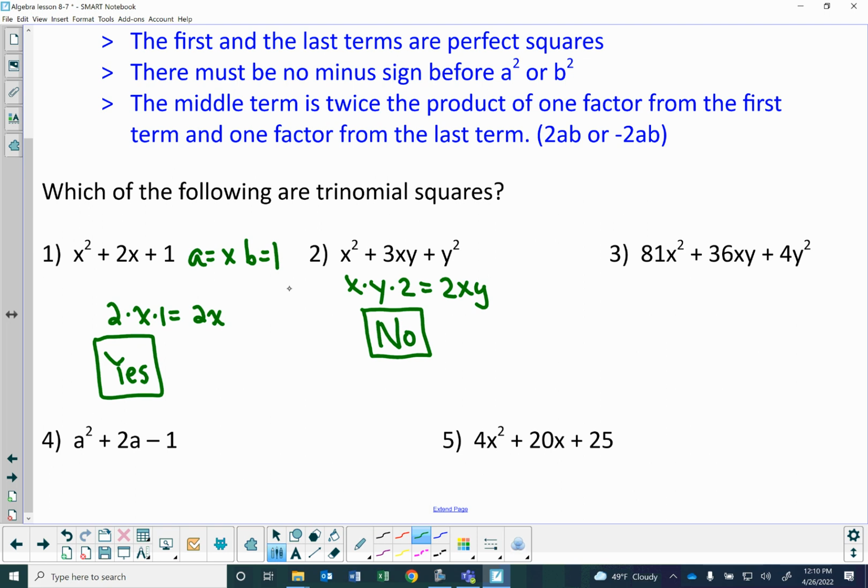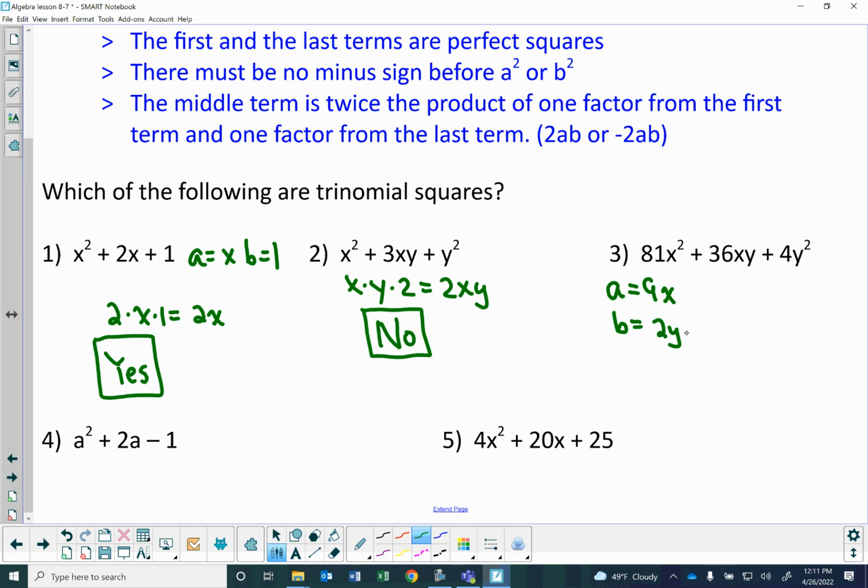Let's look at number 3. 81x squared plus 36xy plus 4y squared. Well, is 81x squared a perfect square? Yes. My a term would be 9x. Is 4y squared a perfect square? Yes. My b term would be the square root of 4 is 2. Square root of y squared is y.